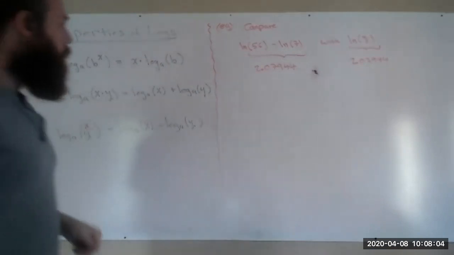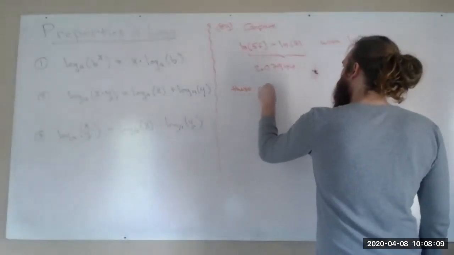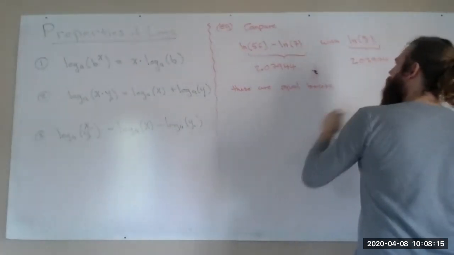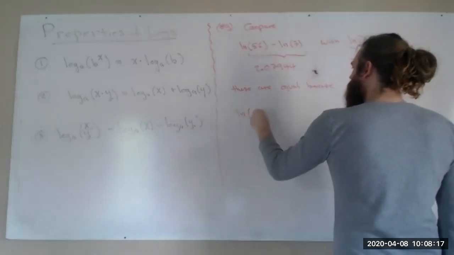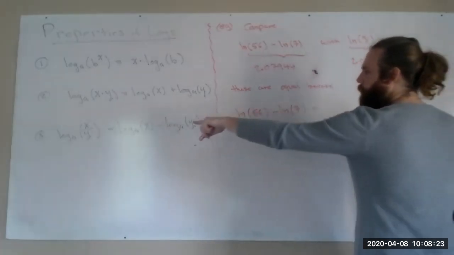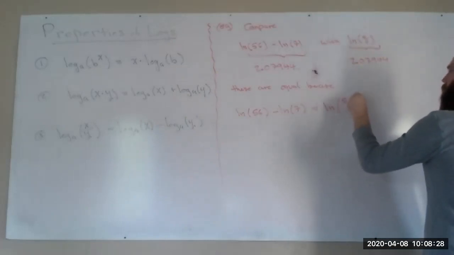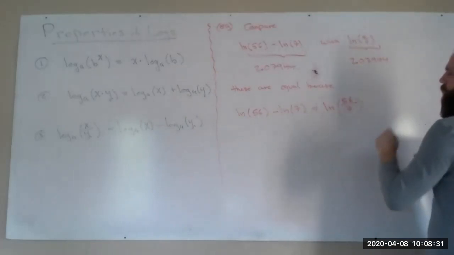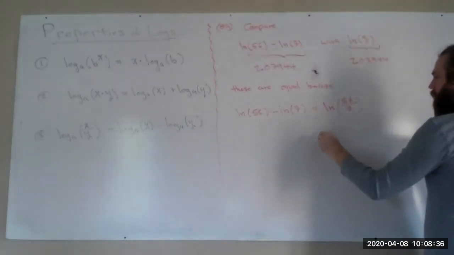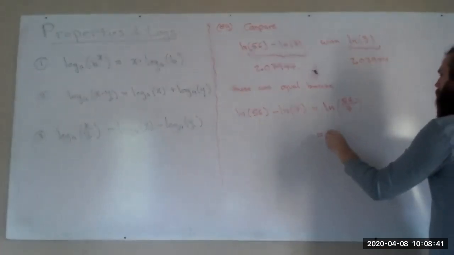If I had to explain what's going on here, I would say these are the same because ln of 56 minus ln of 7, according to property 3 here, is the same as ln of 56 over 7. All right, subtracting on the outside is the same as dividing on the inside. And then 56 over 7, well, that is 8, right? 8 times 7 is 56.